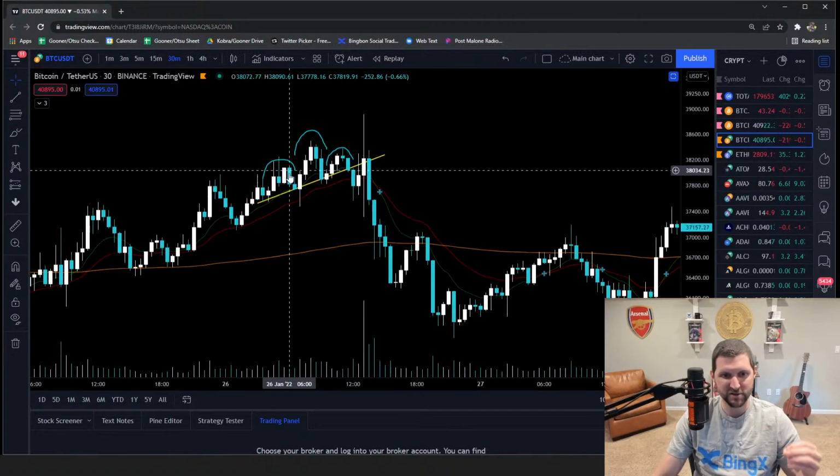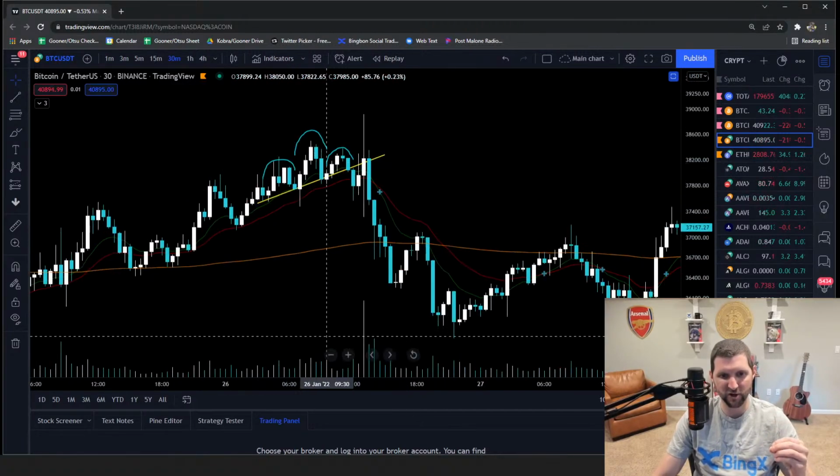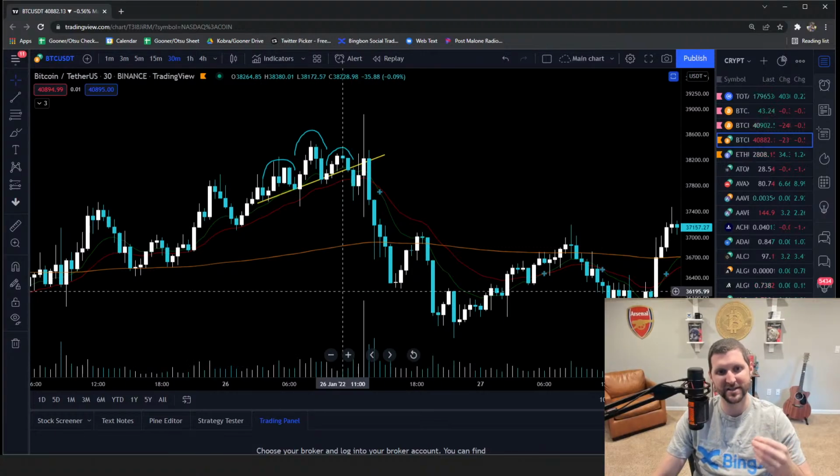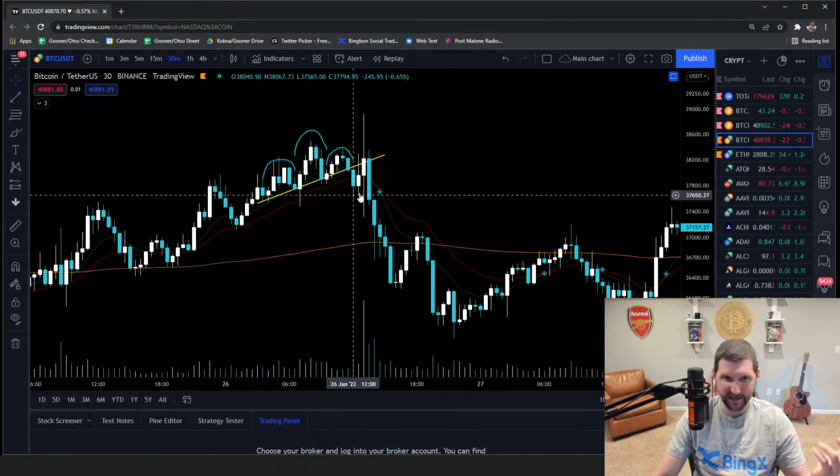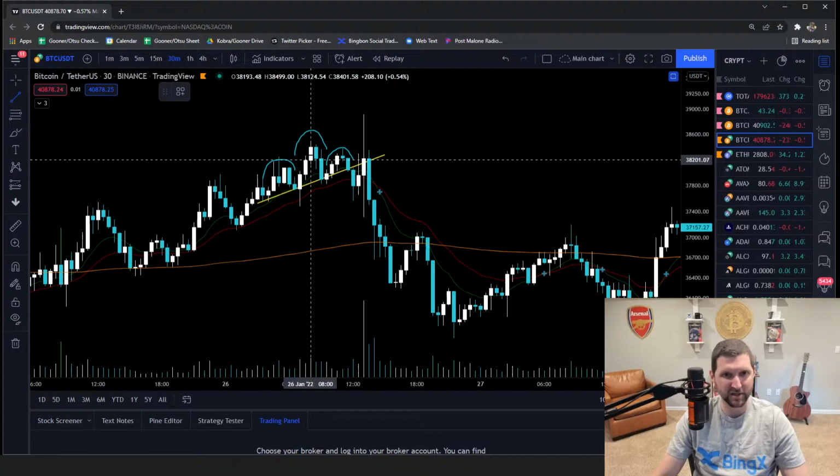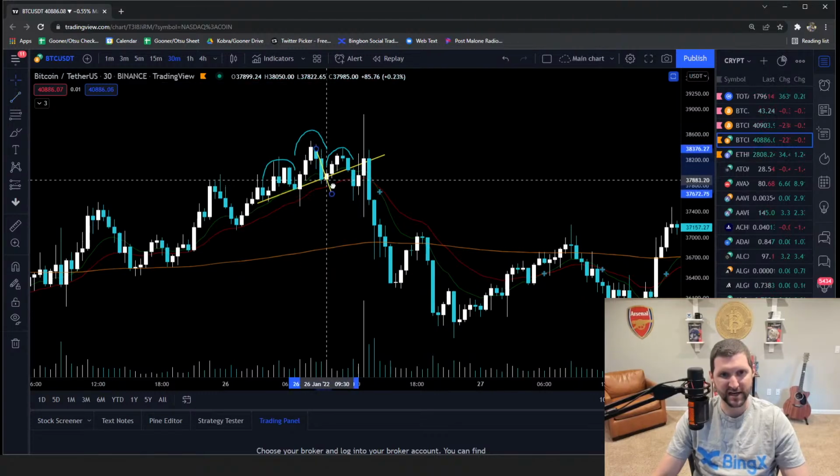So you got the left shoulder here, and the head has the most volume. The right shoulder is increasing volume, kind of. It's got a high volume breakdown. This would be your target, which actually hits pretty quick.